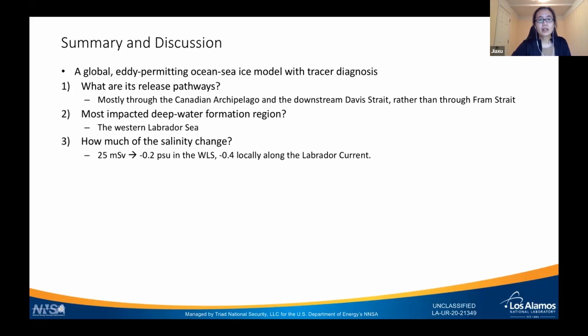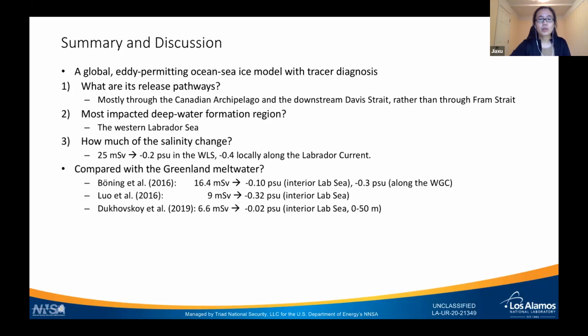And finally, how much of the salinity change can it bring? We find a 25 millisiever drop of Beaufort-Gyre freshwater anomaly, which is measured at Davis Strait, can bring a 0.2 PSU drop in the western Labrador Sea and 0.4 locally along the Labrador Current.